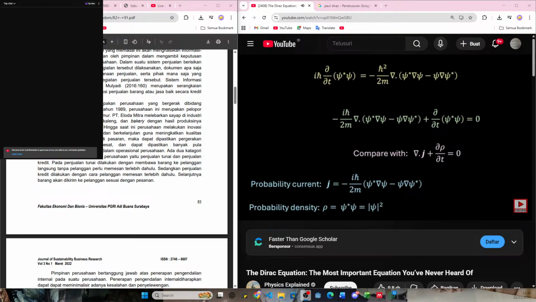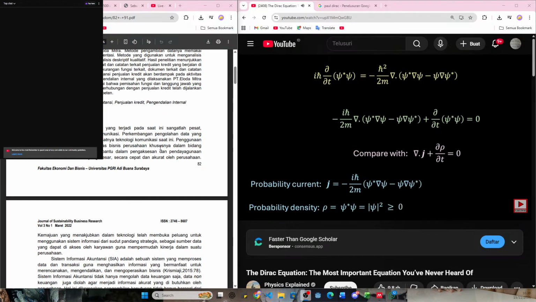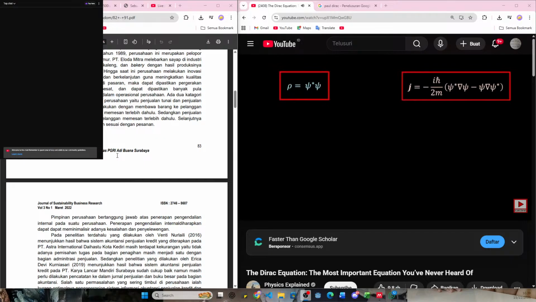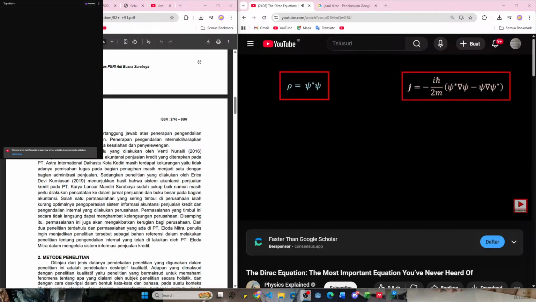We again emphasize that the form of the probability density resulting from the Schrödinger equation implies that it is always greater than or equal to 0. To make this even more concrete, let's look at a simple example, a plane wave solution of the following form, where p is the momentum of the particle, E is the energy, and N is the normalization constant.